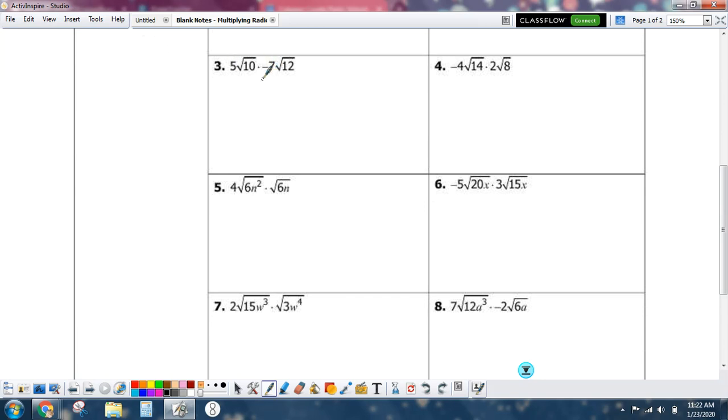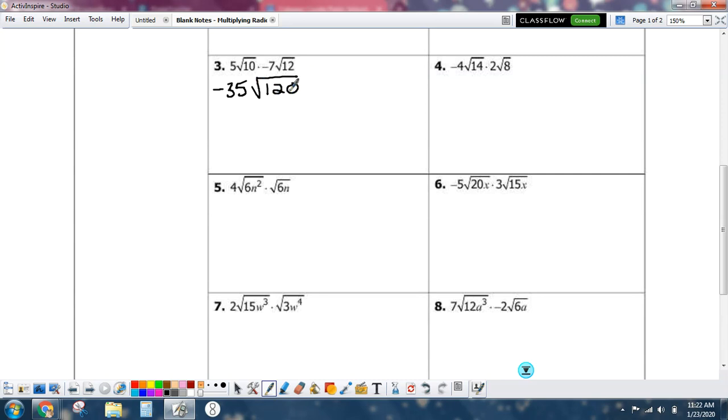For number 3, we have some numbers that actually have a number outside in front. So we're going to go ahead and start by multiplying what's outside. So 5 times negative 7, that's negative 35. And then I'm going to write my radical and do 10 times 12, whatever's on the underside. So 10 times 12 is 120. So now this can be simplified.